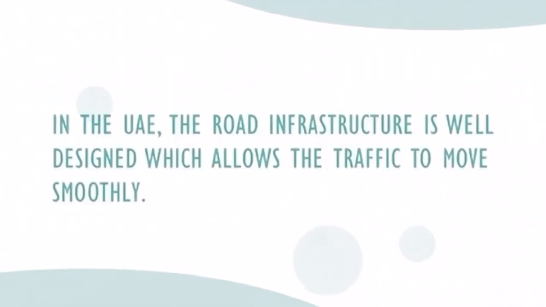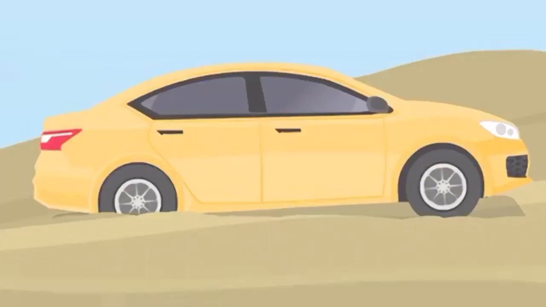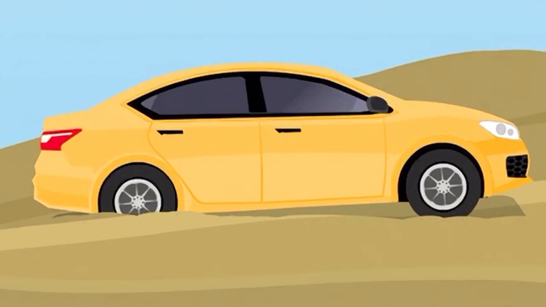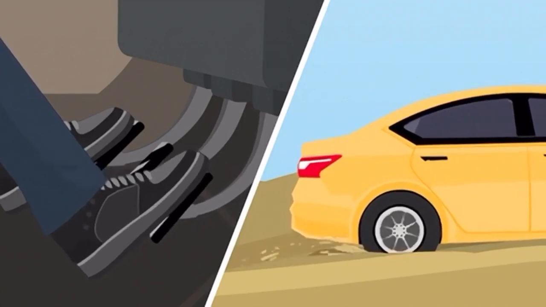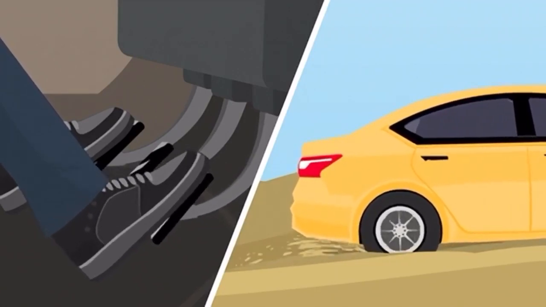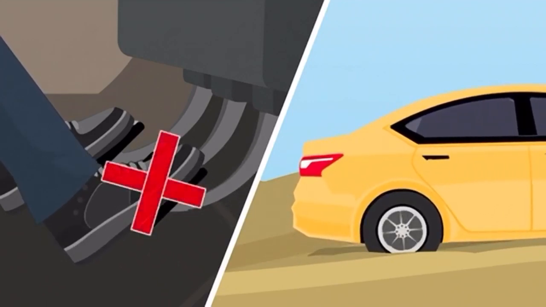Stuck vehicle. In the UAE, the road infrastructure is well designed, which allows the traffic to move smoothly. However, sometimes motorists traverse across sandy areas to reach their destination early and get stuck in the sand. This happens because sand has a loose surface, which causes the tires to sink in and lose traction. In case you get stuck in sand, the most important thing to remember is to avoid accelerating, as it can make the vehicle sink deeper into the sand.